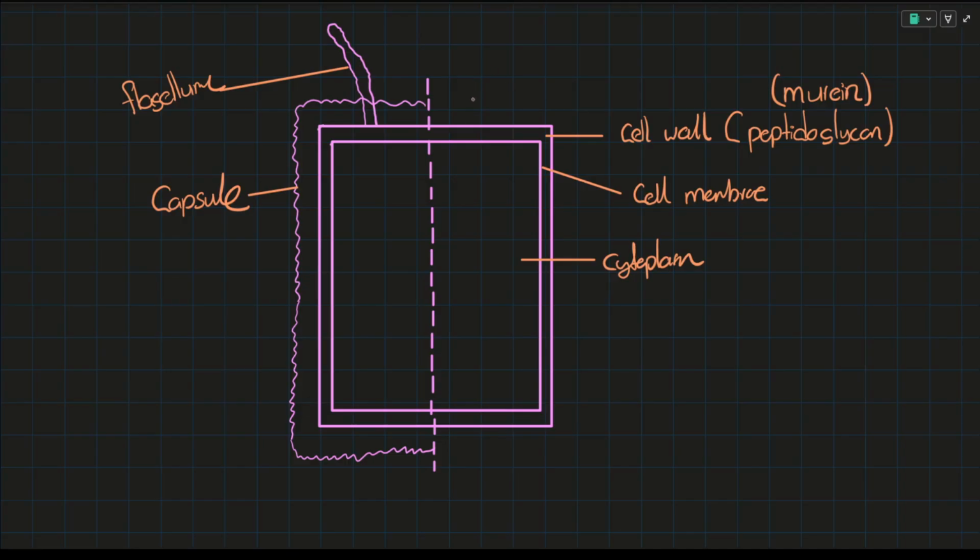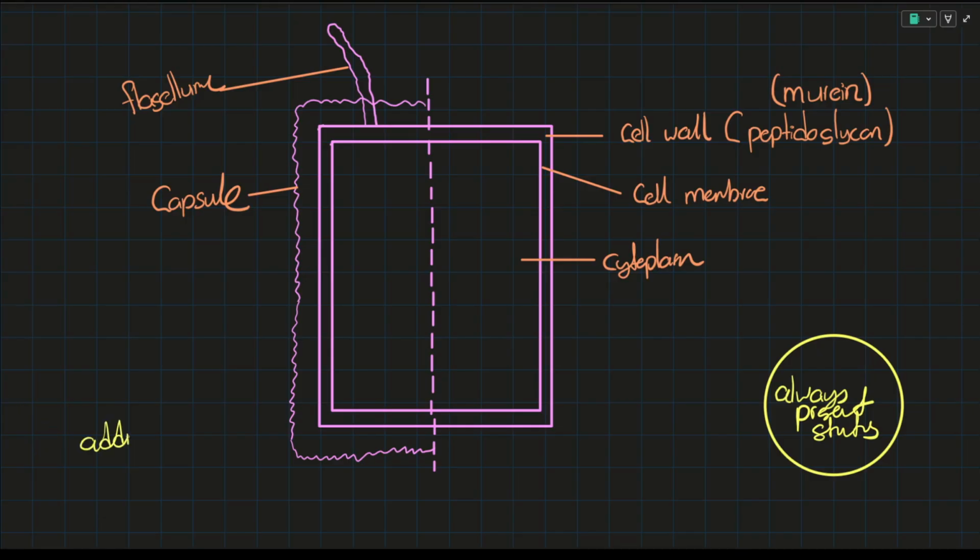Now I divided this cell into two. Why did I divide it into two? On the right hand side, you will find the always present structures. You'll find the always present structures. On the left hand side, I have for you the additional structures it can have.